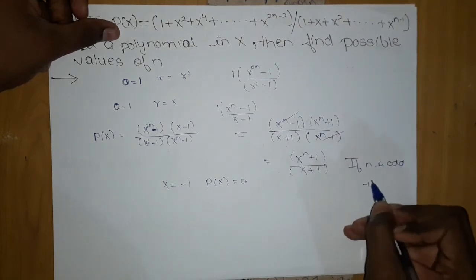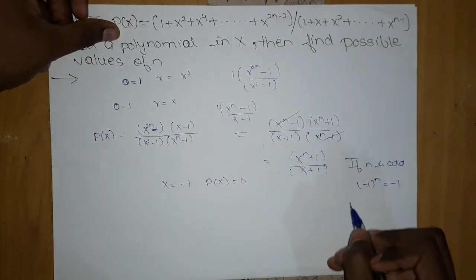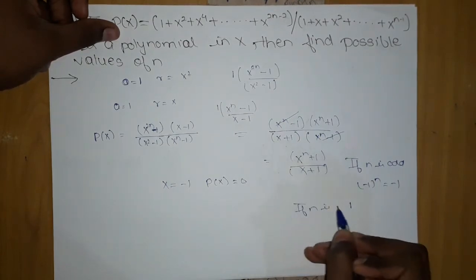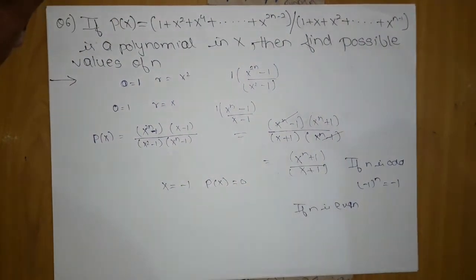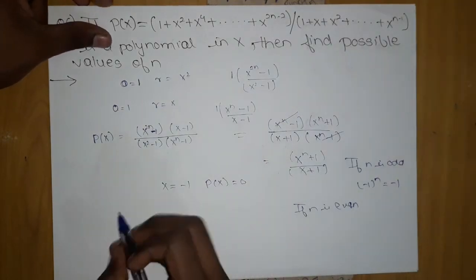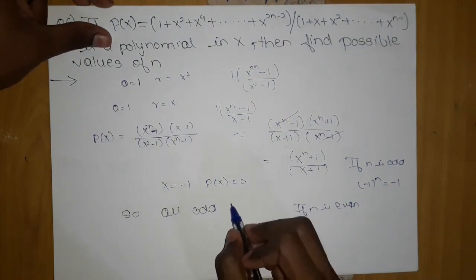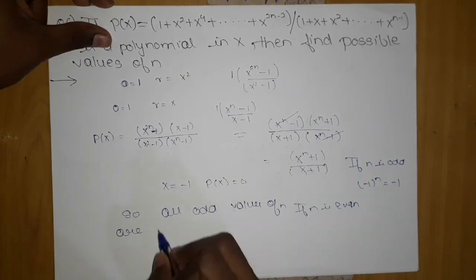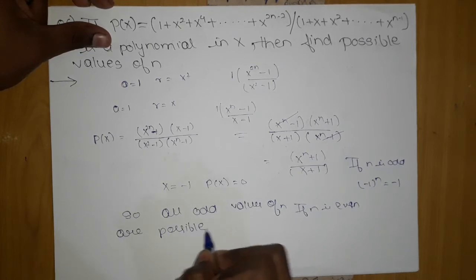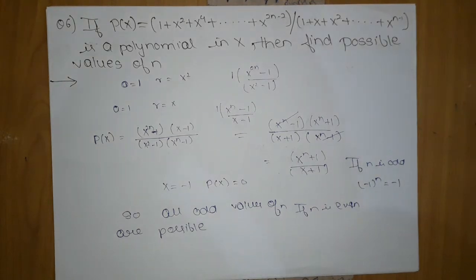Then minus 1 power n is nothing but minus 1. Now if n is even, then it will be 1. We want a root. It is divisible, which means it should have some root, divisible by this, so it should have some root. It is possible only if x is equal to minus 1, for which n should be odd. So all odd values of n are possible. All odd, 1, 3, 5, it doesn't matter, but n should be odd. That is the main key.